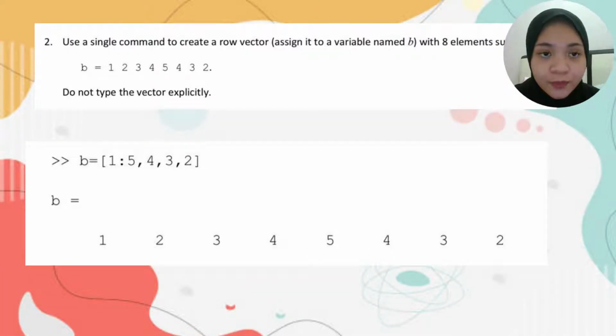Next, for question number 2, it asks us to use a single command to create a row vector, assign it to a variable named b with 8 elements. So b equal to 1, 2, 3, 4, 5, 4, 3, 2. Do not type the vector explicitly. So to answer this question, firstly, it asks us to name the variable b. So type in the command window b equal to bracket. So we can see this 1, 2, 3. It gives us the result.